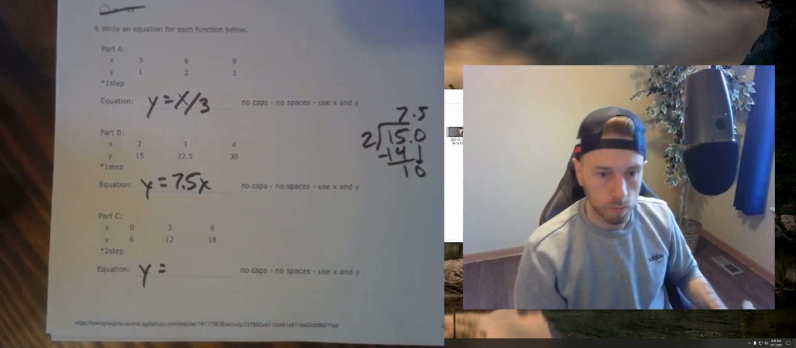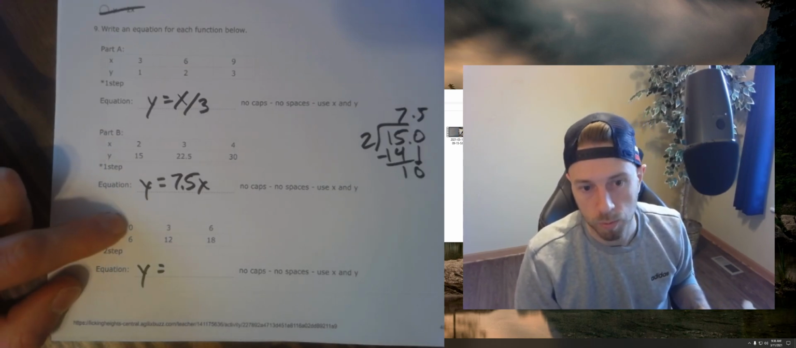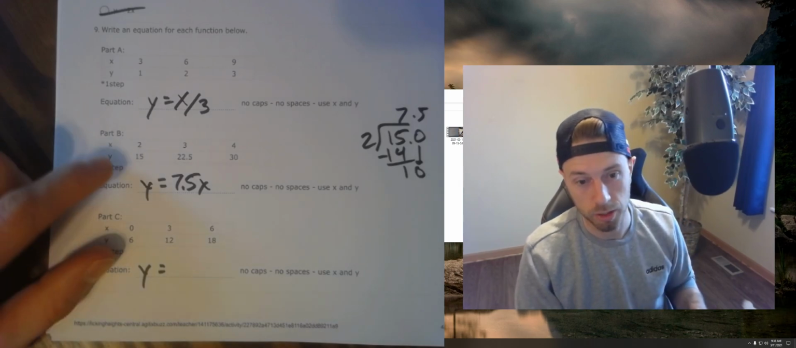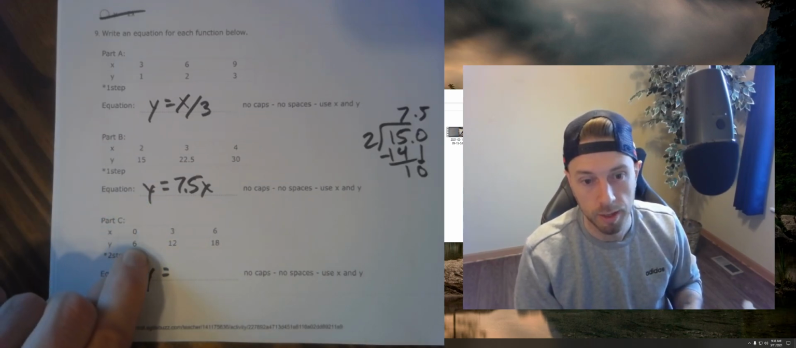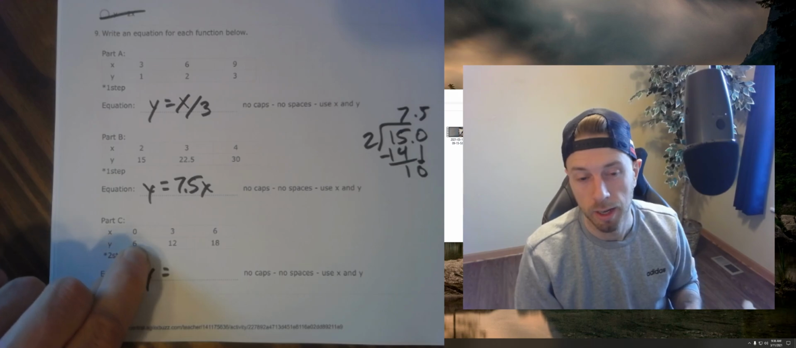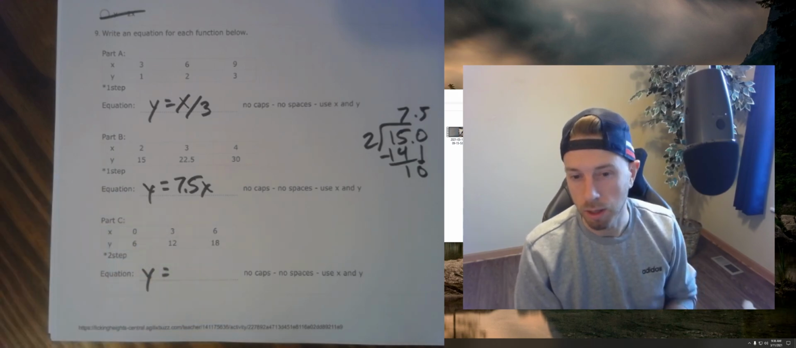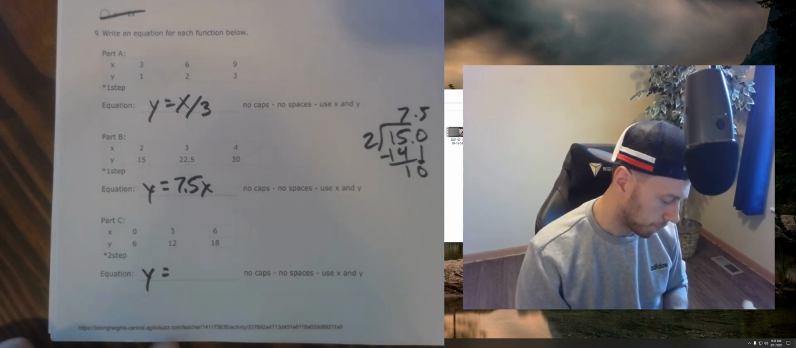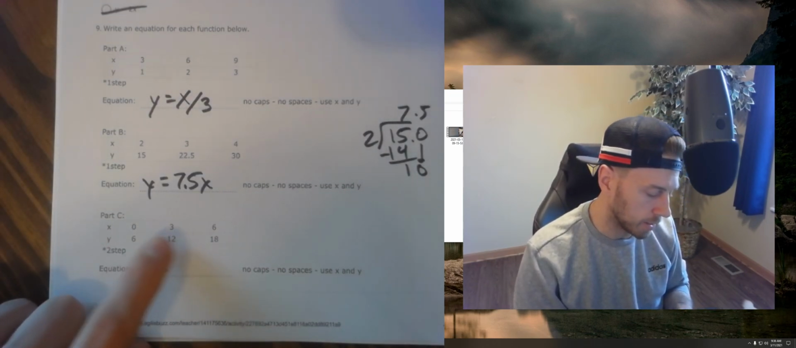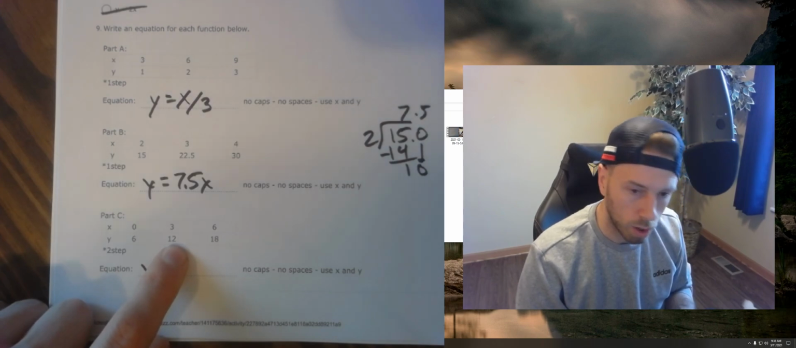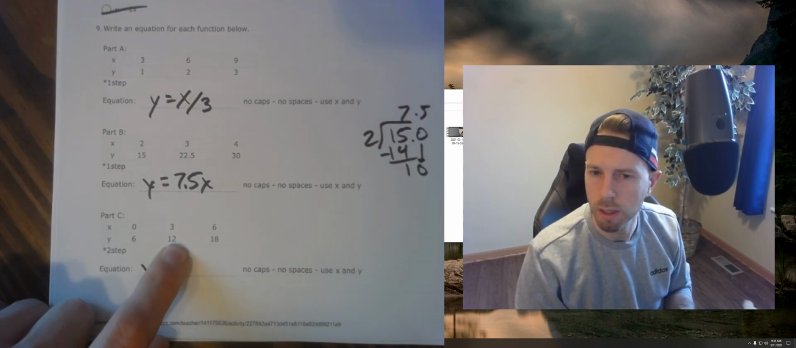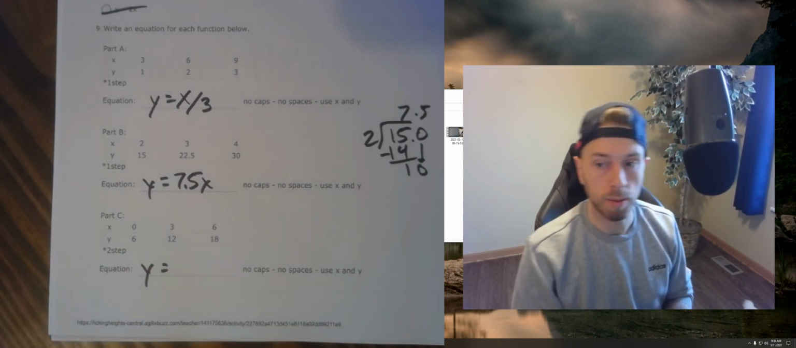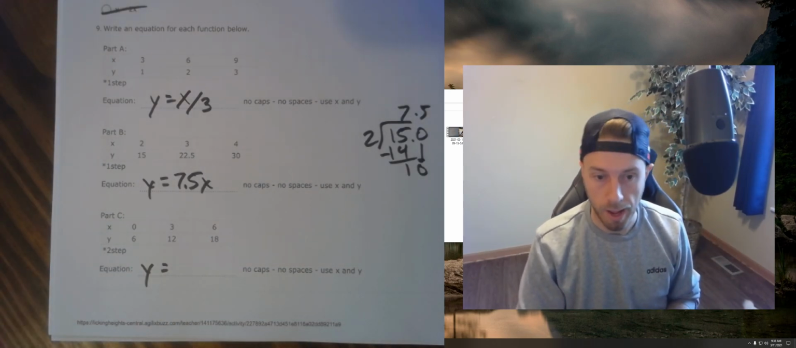Part C. Down here, we go from 0 to 6. I automatically know this is not a multiplication because there's nothing I could multiply 0 by to give me 6. Okay? So it must be some kind of addition. Let's see here. 0 to get to 6 is just add 6. 3 to get to 12 is add 6. Well, then it can't be addition either because that doesn't work.